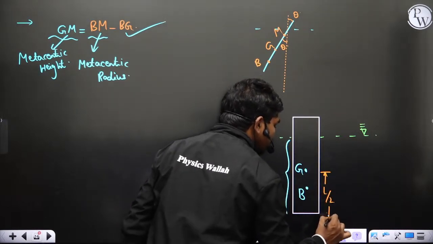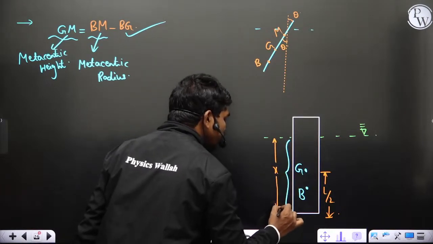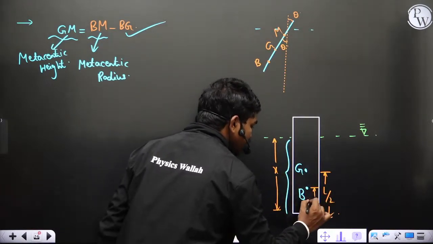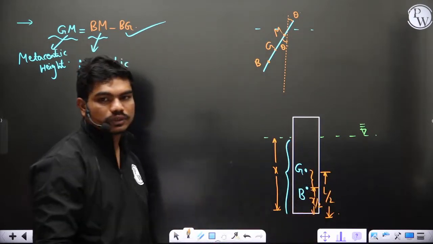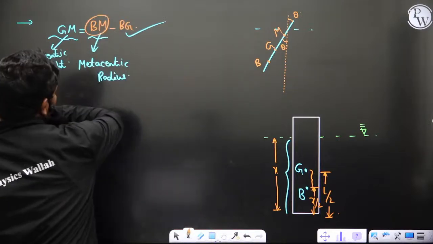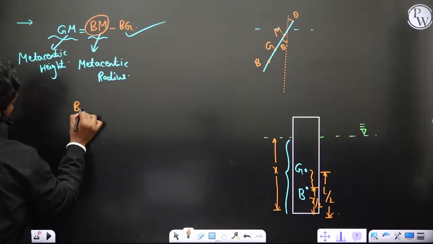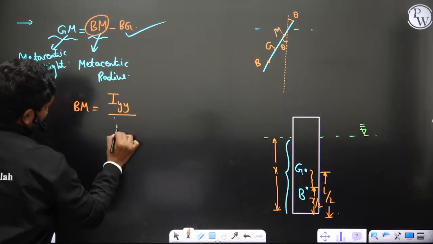If this is total length L, and let us suppose X is the amount of submersion, then clearly you know the center of buoyancy is at a distance of X by 2. So L by 2 minus X by 2 gives BG, obviously. Okay, so using simple geometry you can calculate BG. But how to calculate BM? That's the important thing. BM is actually equal to IYY by volume submerged.